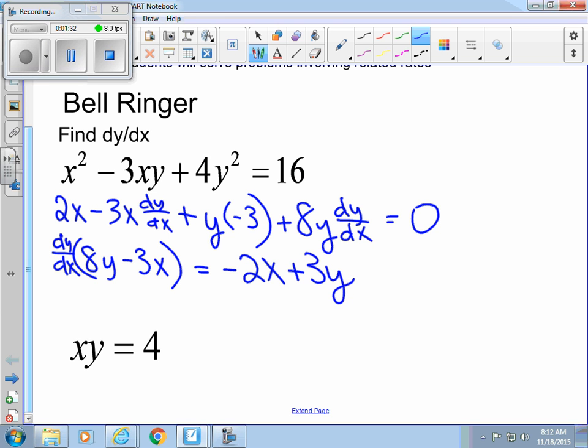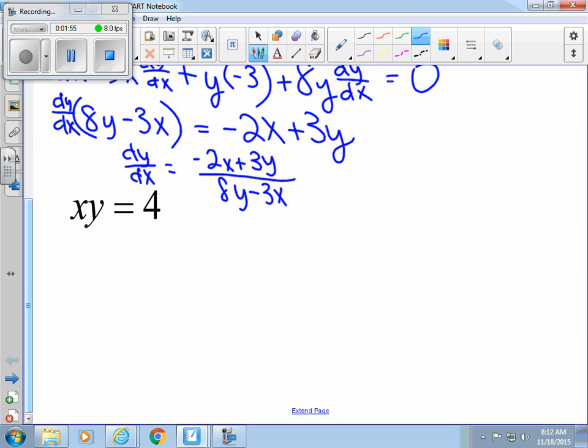I did a lot in that step, so I'm going to pause for just a second. Any questions about anything there? And then divide by the 8y minus 3x to get dy/dx. Any questions about that one?